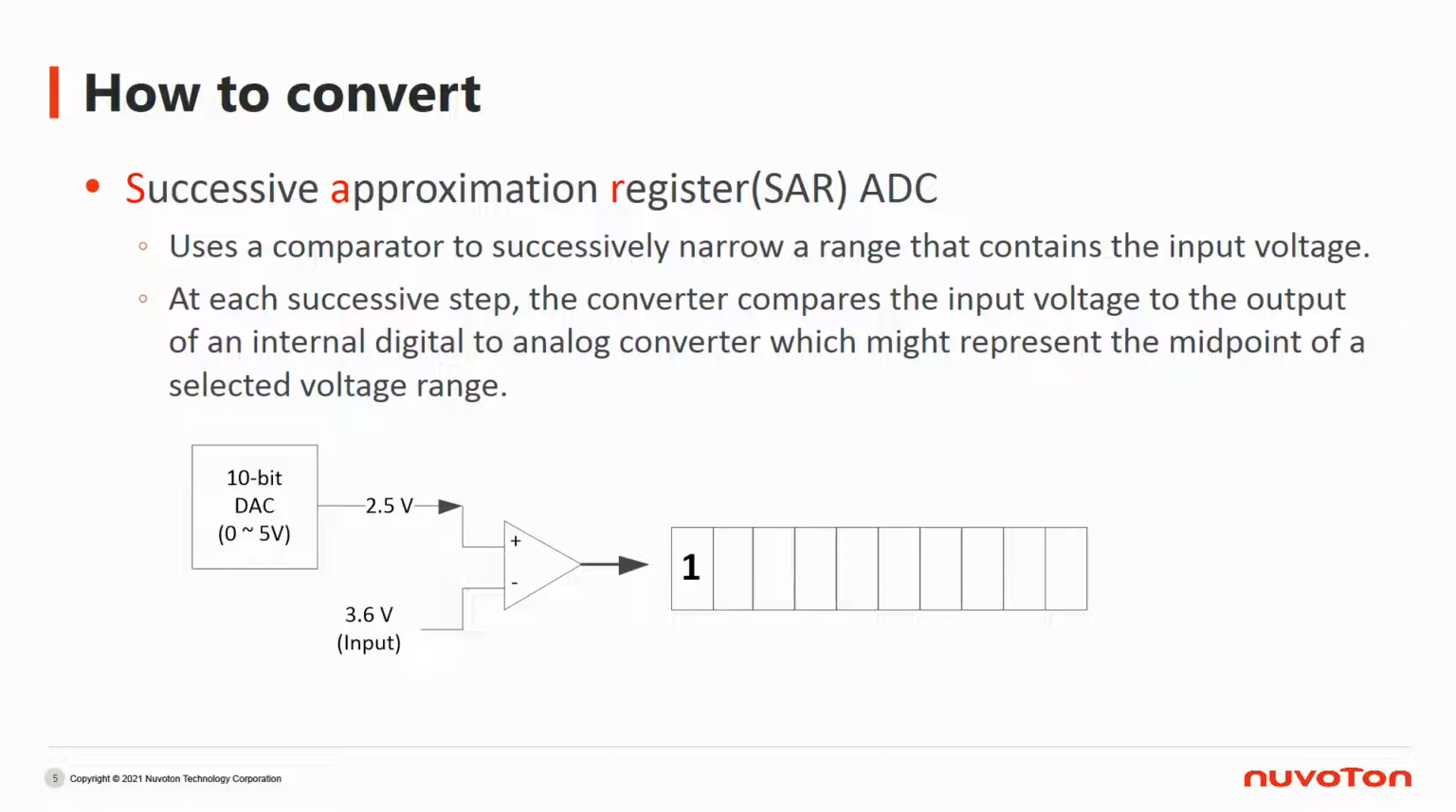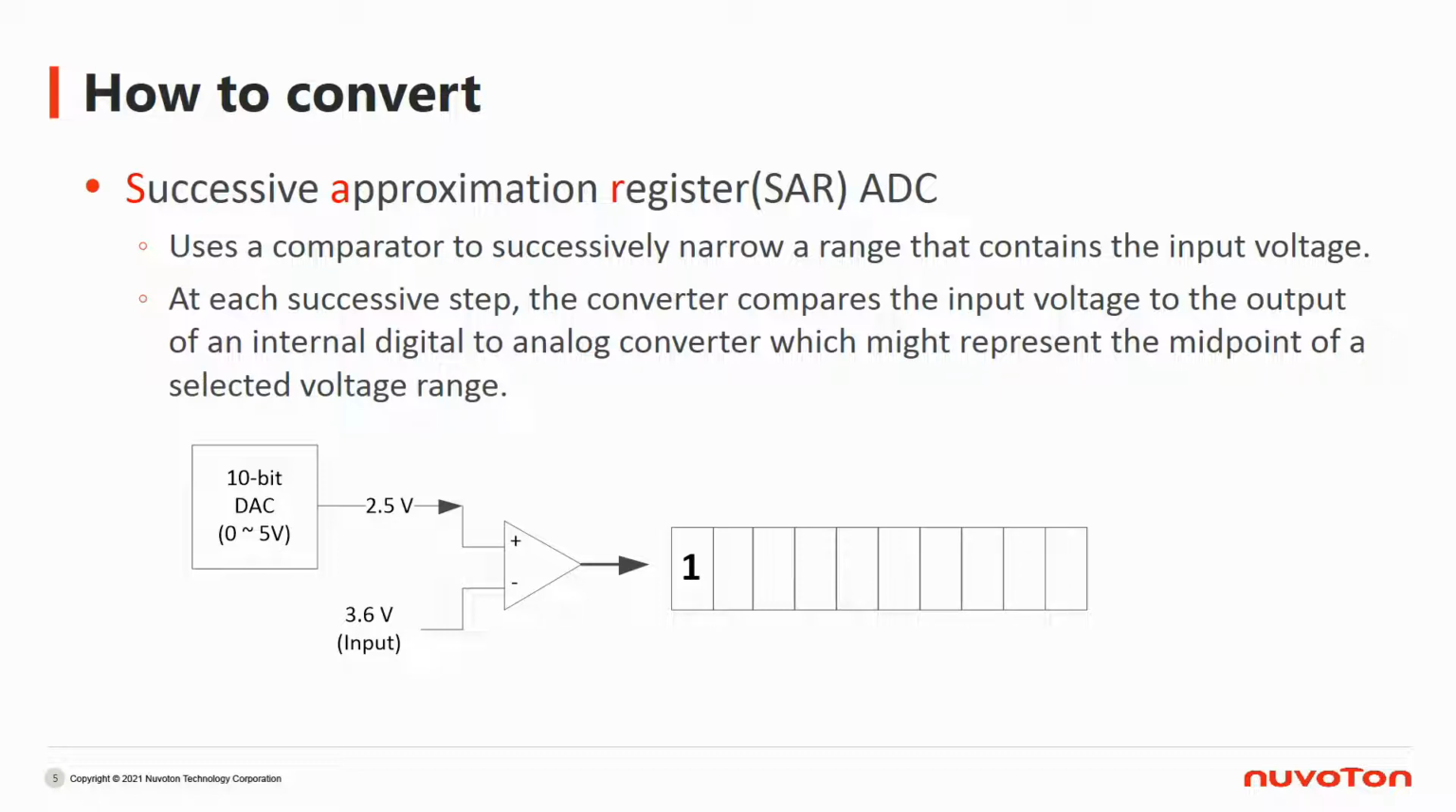In this example, it is a 10-bit ADC, which means the resolution bit length is 10 bits. If the analog value we are going to convert is the battery voltage ranging from 0 to 5 volts, 10 bits resolution means we divide 0 to 5 volts into 2 to the 10th power quantities, which means 1024 quantities. Let's go through this example with an input voltage of 3.6 volts.